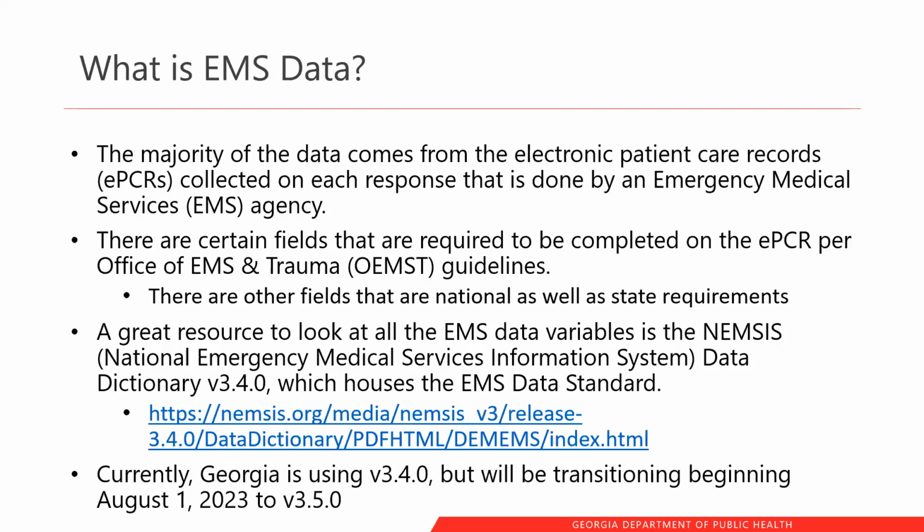A great resource where you can see all of the EMS data variables available is the NEMSIS Data Dictionary. That is the National Emergency Medical Services Information System, and that is what houses the EMS data standard that we all use. I've attached a link for y'all. Later in the presentation, we're going to go through and see an example of what NEMSIS looks like and how you can navigate it a little bit. Currently, Georgia is using version 3.4, but beginning August 1st, we're going to start the transition to version 3.5. So there will be some changes with some elements.